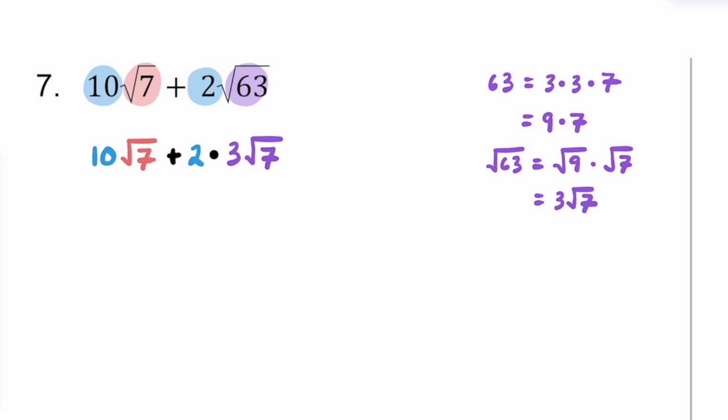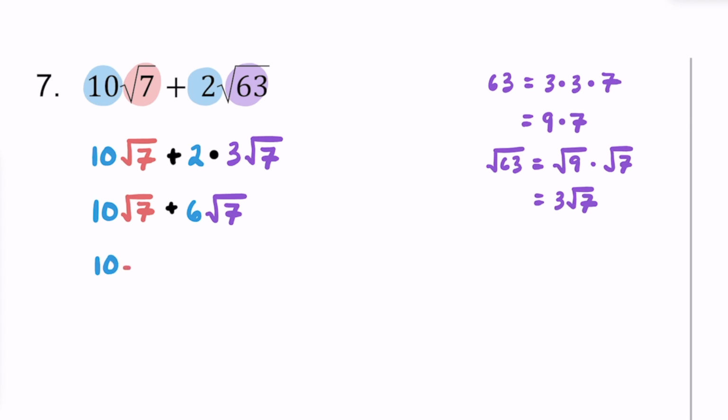Now it's really nice these square root of 7s do match, but we'll deal with that in just a moment. Let's go ahead and just multiply this 2 times 3 together. So let's copy down this 10 root 7, and then this 2 times 3 is going to be 6. So let's go ahead and write plus 6 of these root 7s. Okay, now these root 7s do match, which means we can add or subtract these two if we needed to, and in this case we're going to be adding.